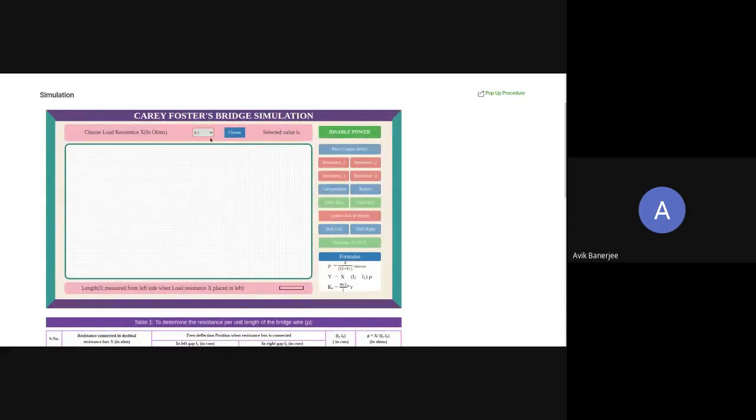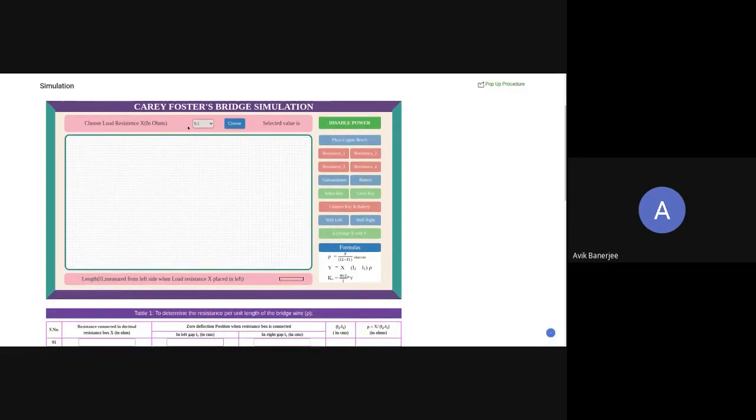So now it is showing disable power, so the power is enabled. Now I have to choose a load resistance X, the resistance I am going to apply in the resistance box. So I'm choosing 0.1 ohm. It is showing that the selected value is 0.1 ohm, right? Can you see it? Yes sir, yes. So it is 0.1 ohm.